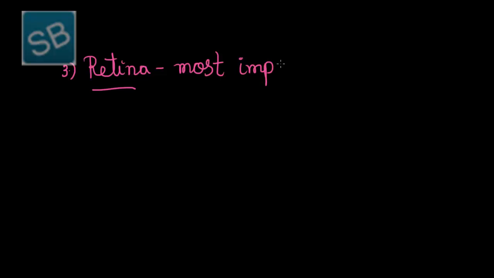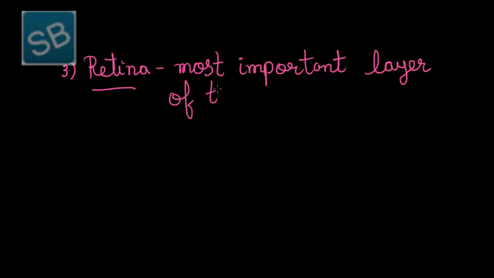Within the structure of the eye, now we'll start with the third layer, that is the innermost layer of the eye, known as the retina. It is considered the most important layer out of the three layers of the eye, and is innermost.